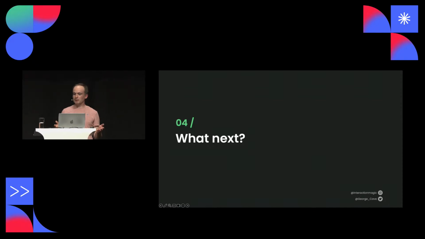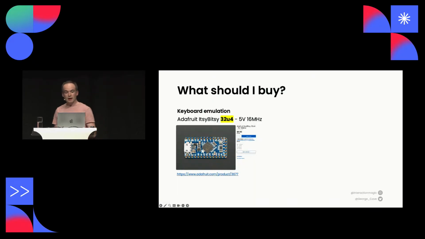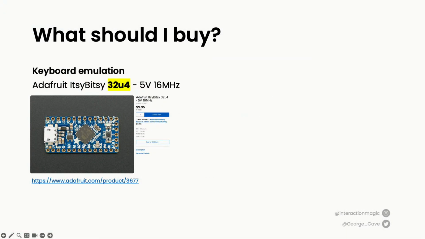So just to finish, perhaps one or two of you have been inspired to try out a few of these techniques for yourself. What should you buy if you want to do this? If you want to have a play with the keyboard emulation, I recommend this Adafruit Itsy Bitsy 32U4. I use it all the time. It's very cheap. It's very reliable. Actually, any Arduino that has 32U4 or SAMD in the title or description will work. This refers to the chip architecture on this Arduino.